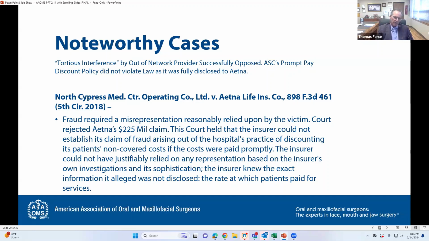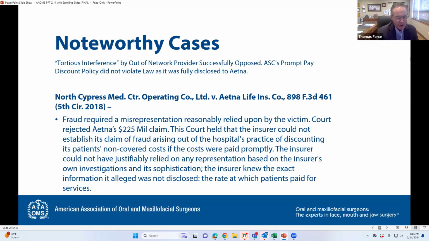In-network providers don't fall under the trap of thinking, oh, I'm in-network, I'm okay. We talked about that. You're not okay if these rules apply to in-network waivers of in-network cost share as well. But anyhow, this case basically talks about making sure that you disclose what you're doing to the carrier.